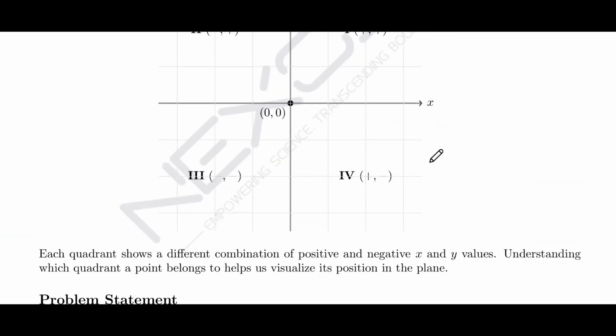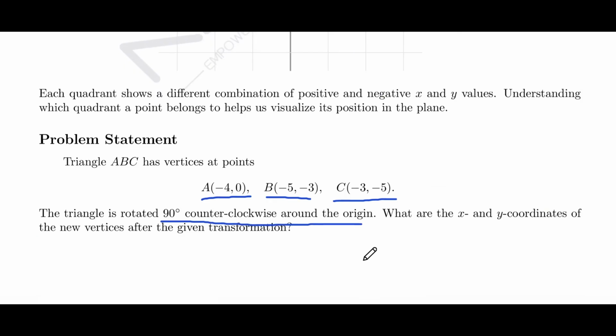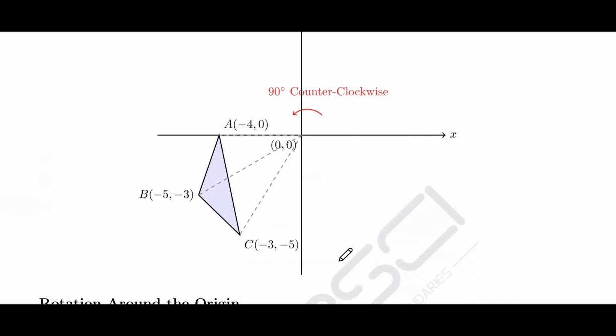We have a triangle with vertices at point A at -4, 0, point B at -5, -3, and point C at -3, -5. Our task is to rotate this triangle 90 degrees counterclockwise around the origin and find the new coordinates of its vertices. When we rotate a shape around the origin, each vertex moves along a circular path centered at the origin. The shape itself keeps the same size and shape, it's congruent, but its orientation changes.